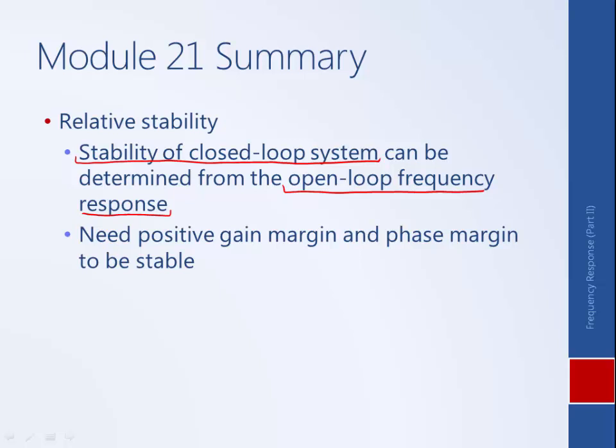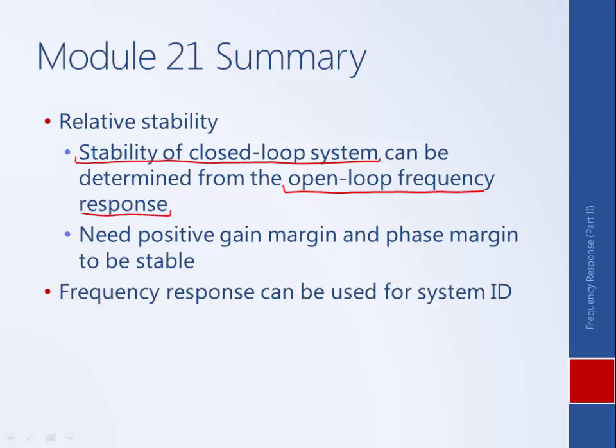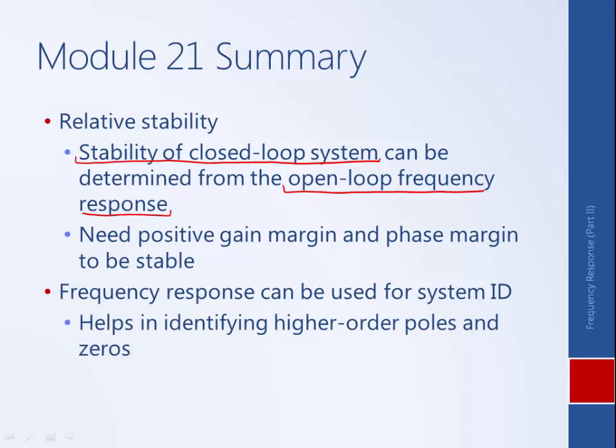And we learned two quantities, gain margin and phase margin, and the fact that both need to be positive in order for the system to be stable. We also demonstrated how frequency response can be used for system identification, for black box modeling, and we demonstrated that it's helpful for identifying higher order poles, faster poles than non-dominant poles, as well as zeros, which is an advantage to some of the techniques that we'd used previously.